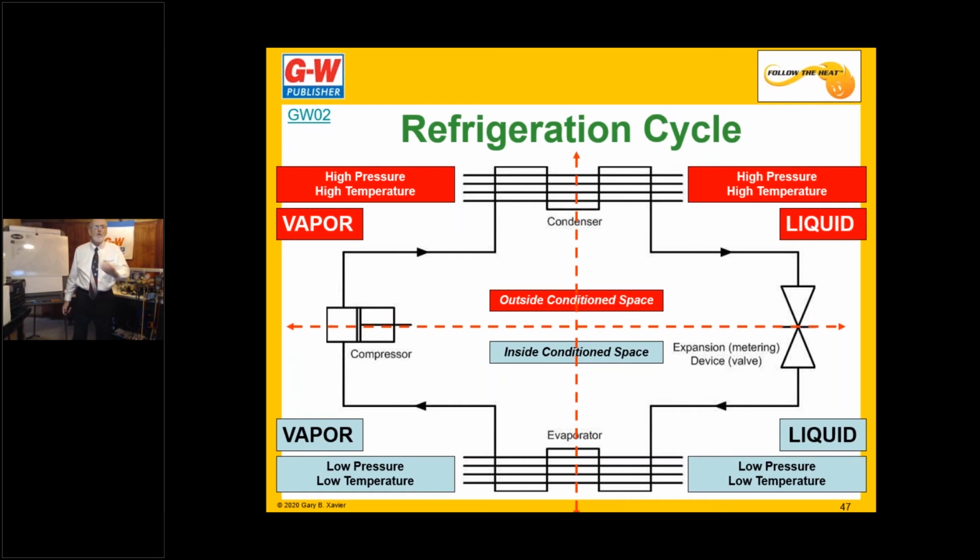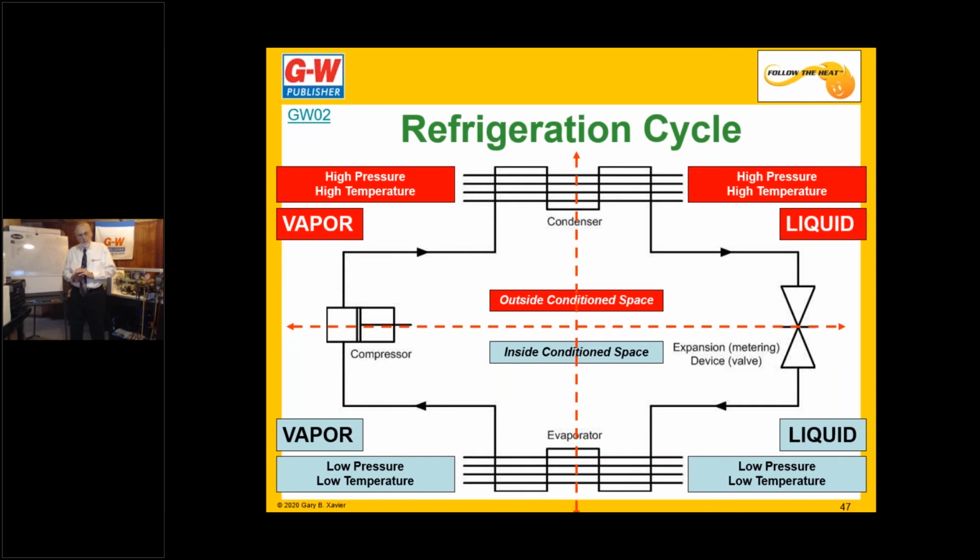As the refrigerant moves through the system, in this case going clockwise, every time it crosses a dotted line, something changes. When we cross the horizontal line, the pressure changes. When we cross the vertical line, the state changes. So every time we cross a dotted line, something changes.